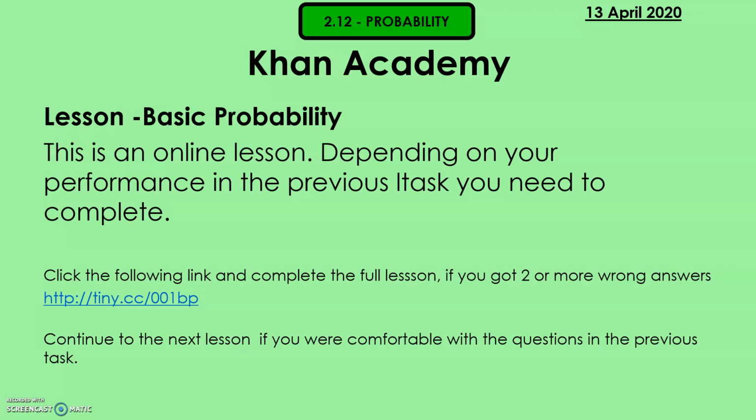But if you're in a situation from that last task where you got 2 or more questions wrong, not in terms of the actual task being wrong, but out of the 8 questions you didn't get a correct answer, I want you to do that basic probability lesson and go back and complete that. There's no rush to complete that, but there's not much point carrying on until you've done that.